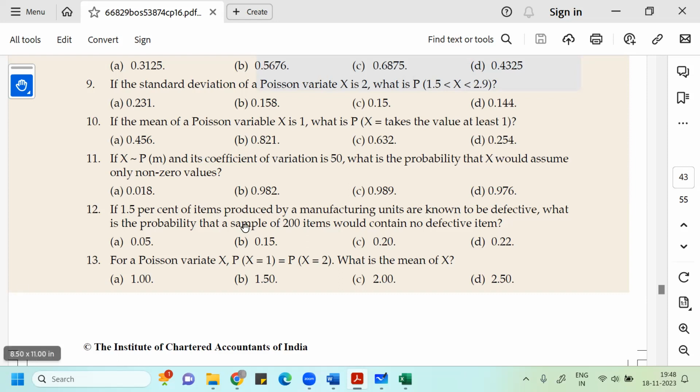Question number 13. I hope you guys are doing question number 13, everyone. Chandan, Nisarg, Varsha, Sinchana, Santosh. 13, what answer did you get? What is the mean of x?